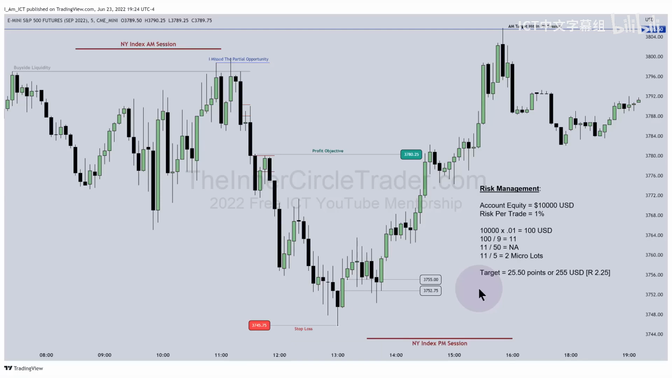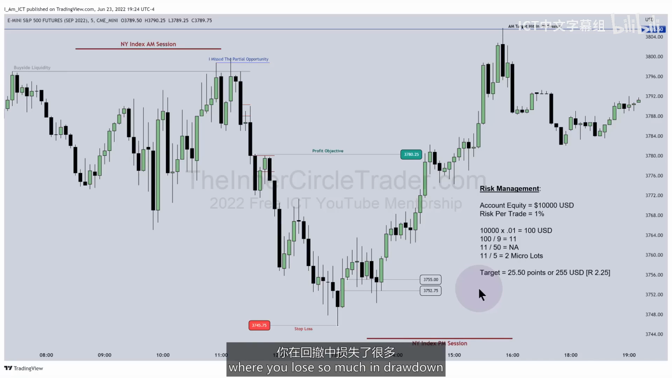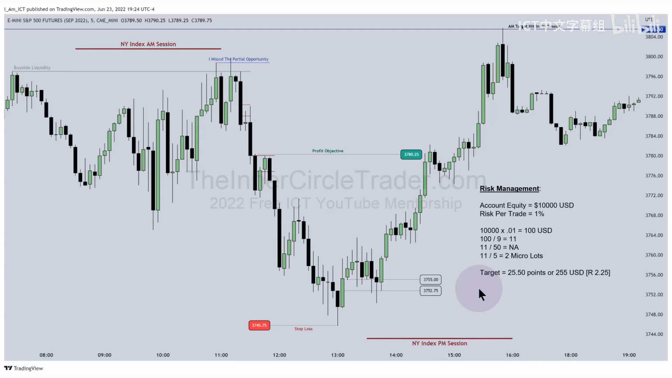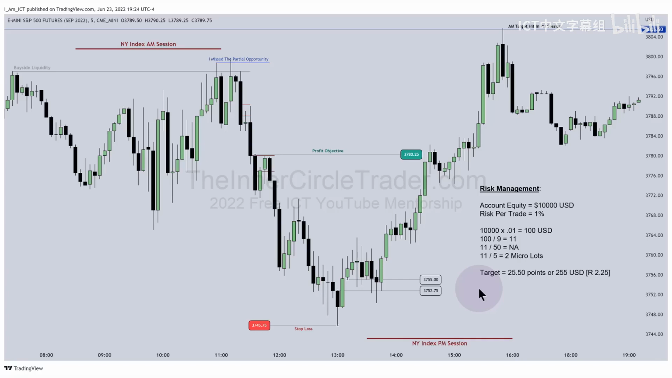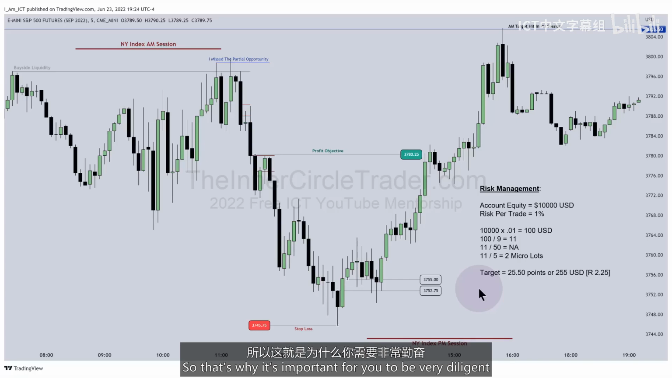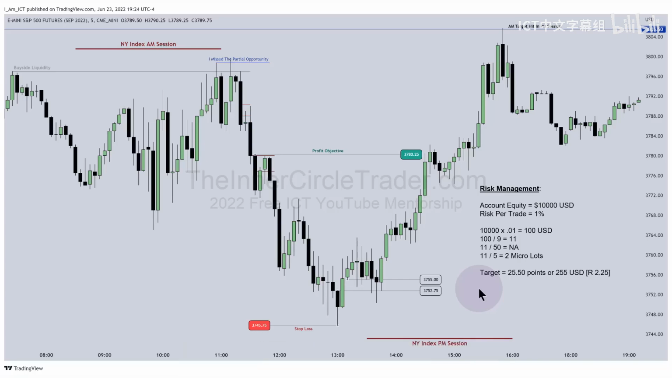So you have to consider what that's going to do for you in terms of risk management. And eventually, you may get to the point where you lose so much in drawdown that you really can't technically do 1 micro, even if you have the margin to cover it. So that's why it's important for you to be very diligent about managing your risk and controlling drawdown.